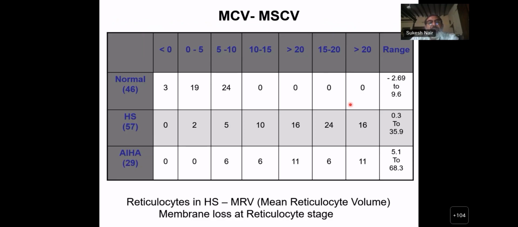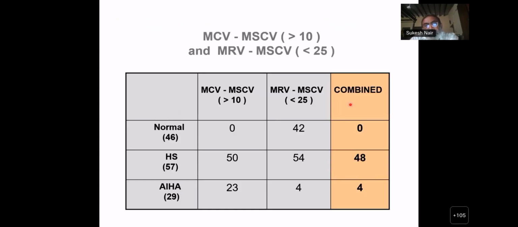So we found the difference of MSCV versus MCV, and when the difference is more than 20, it mostly indicates presence of spherocytes in the peripheral blood. That is, the MSCV is lesser than MCV by more than 20. Then we also found that reticulocytes in hereditary spherocytosis lose their membrane much ahead of autoimmune hemolytic anemia. So therefore, the mean reticulocyte volume will not be much higher than the rest of the red cell, which is the mean sphered cell volume. So when the difference is lesser than 25, we found that this particular equation can differentiate hereditary spherocytosis from other causes of spherocytes in the peripheral blood.